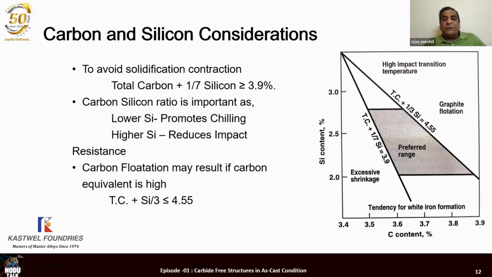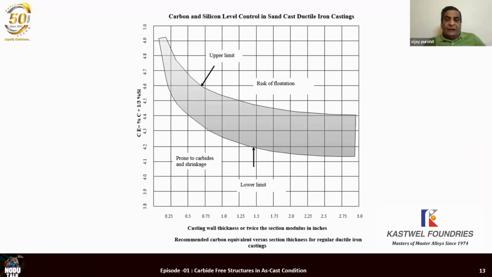Individual section sizes, we will speak about it a little later. Next slide, please. This slide gives you carbon equivalent values on the y-axis. And on the x-axis, it gives you the wall thickness of the casting, which we also understand is 2 times the section modulus. We have all heard about the word section modulus in the foundry lingo. So on the x-axis is the casting section thickness, and on the y-axis we have got carbon equivalent.